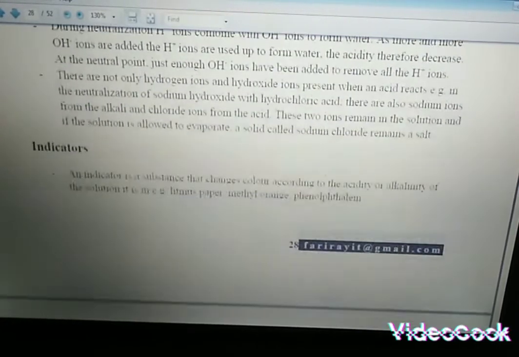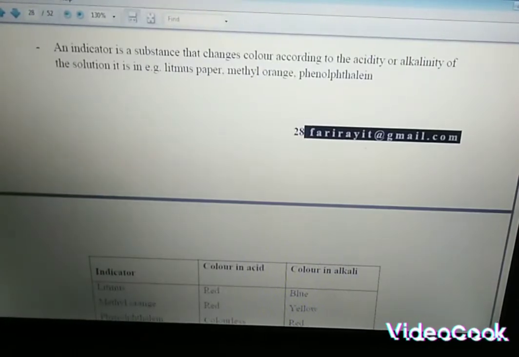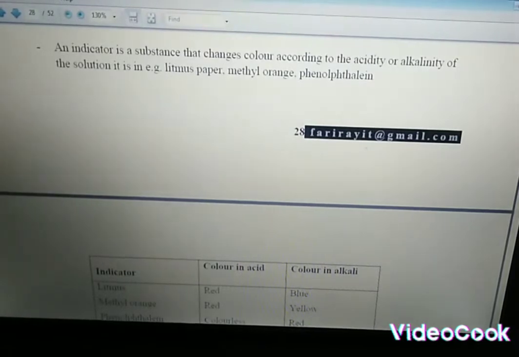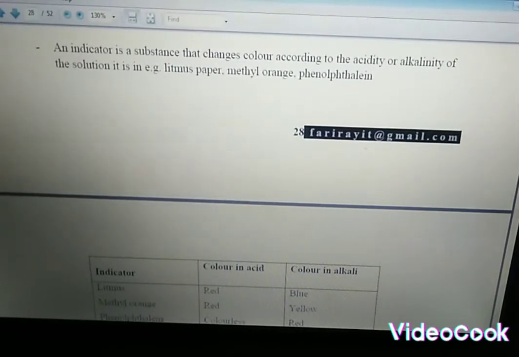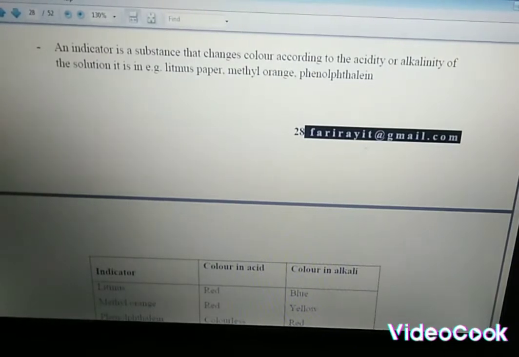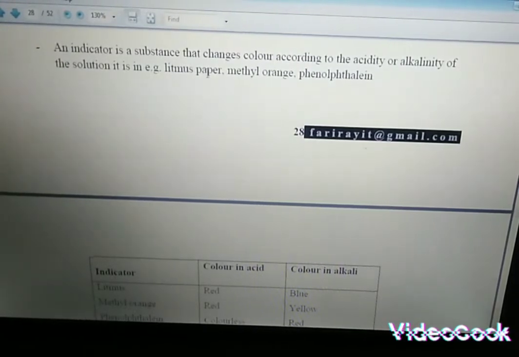And then we move on to indicators. An indicator is any substance that changes color according to the acidity or alkalinity of the solution. It changes color according to the pH. When pH is less than 7, we're talking of acidity. When pH is more than 7, we're talking of alkalinity, right? So we have litmus paper, we have methyl orange, we have phenolphthalein. You need to know the color changes.